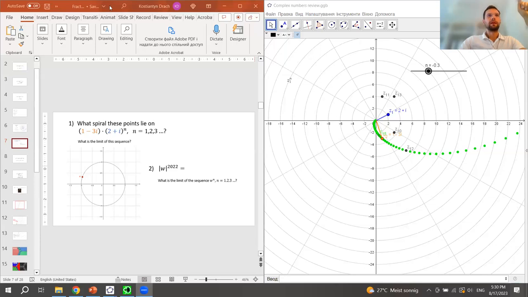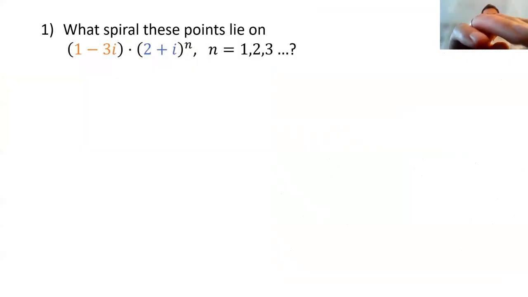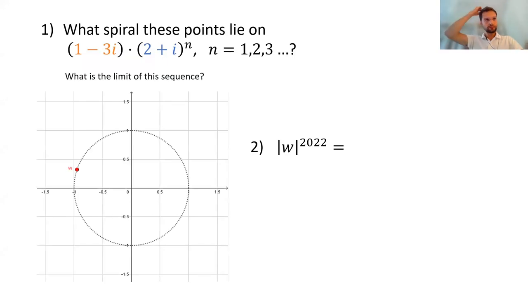Okay. Then let's move on. The control question is, suppose I have this complex number w, which lies on this unit square. So what is the absolute value of w to the power 2022? And for those who answered, there are a lot of people, Xian, Konstantin, Derek, Polly, all the active people, the answer is indeed one.